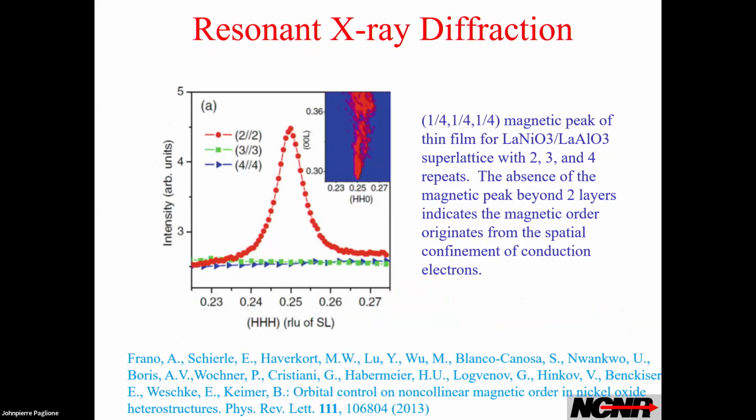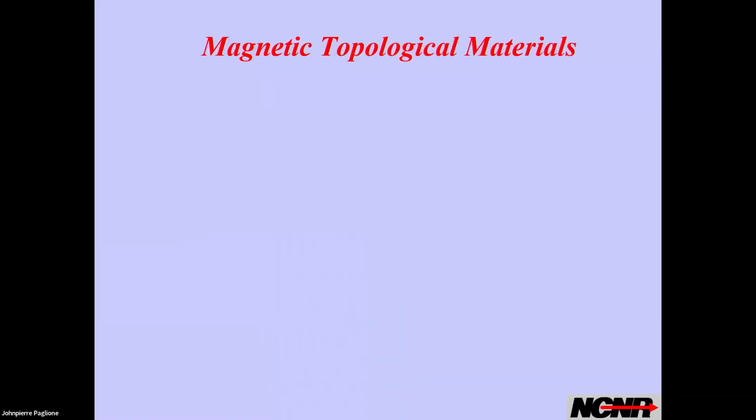And they had changed the number of layers, and when they had just 2 layers, they found a magnetic peak in the system. So it was forced to be 2-dimensional and then actually ordered magnetically. When they expanded the size of the layers to 3 and 4 and up, they lost that magnetic peak completely. And that's something neutrons probably really couldn't do. You need to do resonant X-ray scattering to really see that.